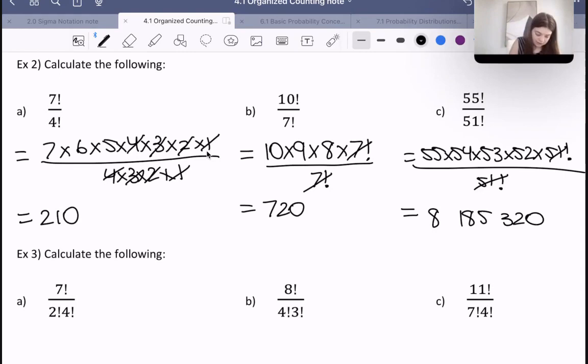320. That's a lot. Although we multiplied pretty big numbers together, and there were 4 of them, so it makes sense. Very good. All right. So next, let's calculate these here.